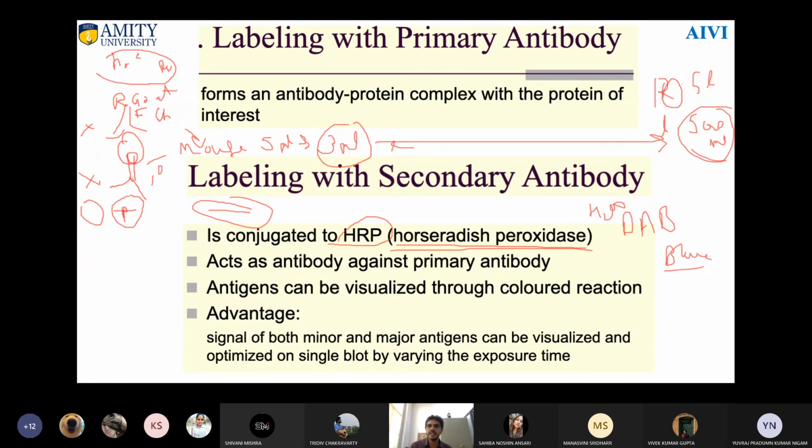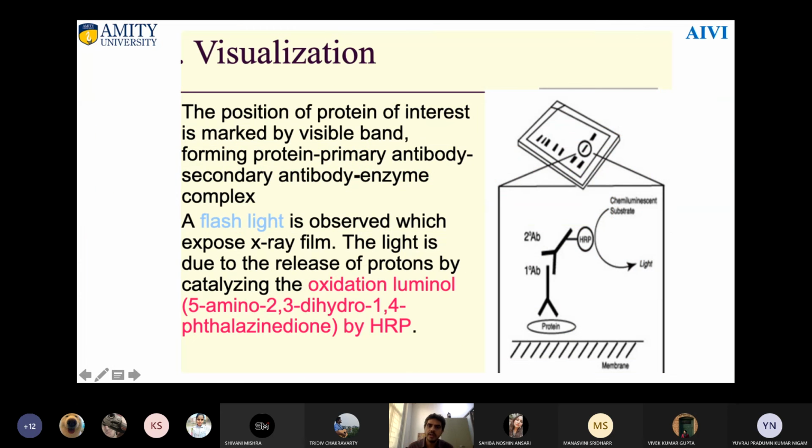Now you can visualize the color reaction. Both minor and major antigens can be visualized on a single blot by varying the exposure time. If a very small amount is there, we detect it by increasing the exposure time. So this is simply how the visualization works, and I mentioned the chromogenic reaction. Now how is it going to occur?